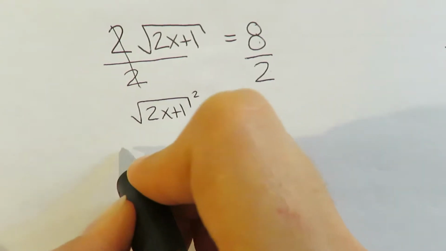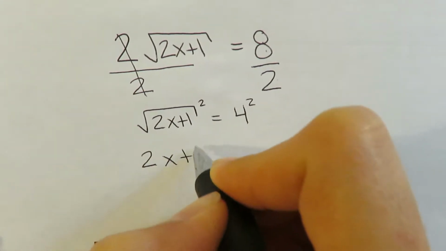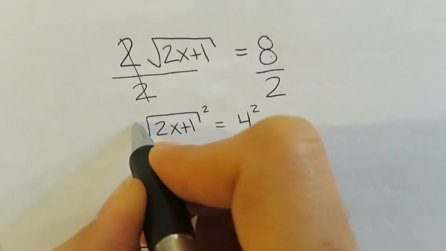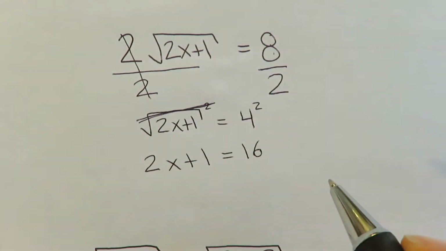Squaring both sides, I end up with 2x plus 1 equals 16, because again, the squared and square root just cancel each other out.